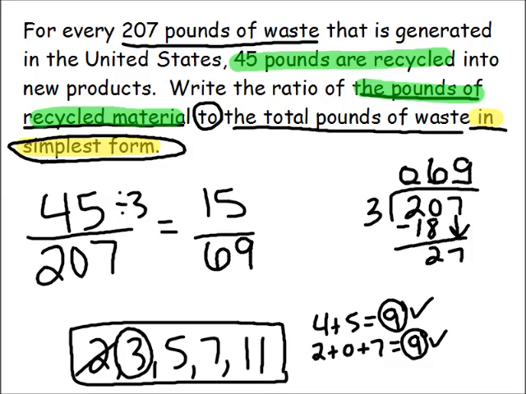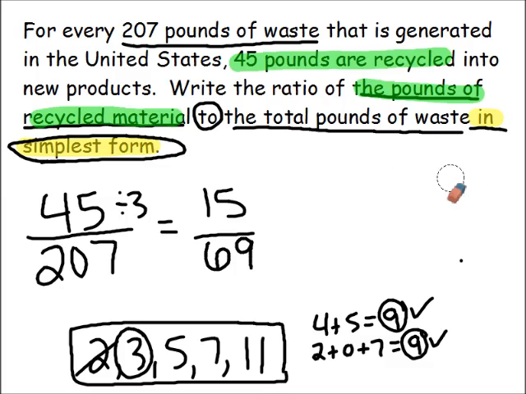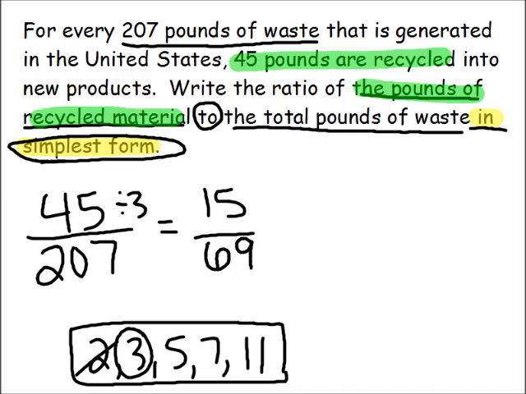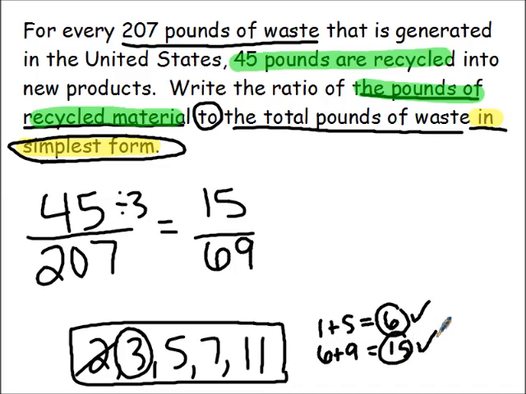And I can see now that I could simplify again using 3. How do I know this? Again, I know by my rule for dividing by 3. 1 plus 5 is equal to 6, and 6 is divisible by 3. And 6 plus 9 is equal to 15, and 15 is divisible by 3. So once again, I'll divide by 3.